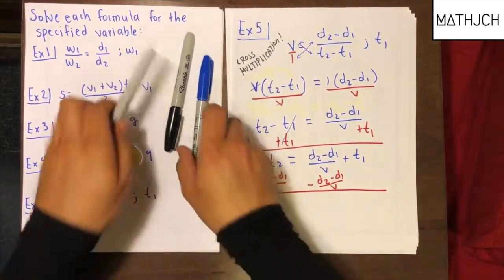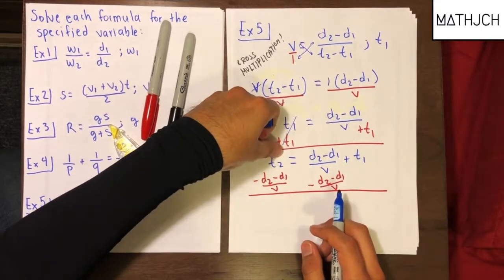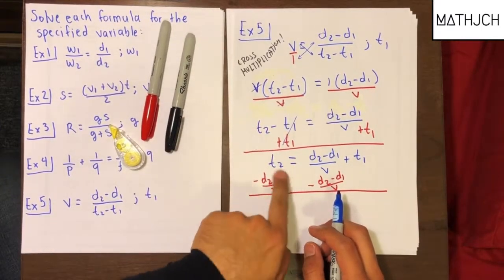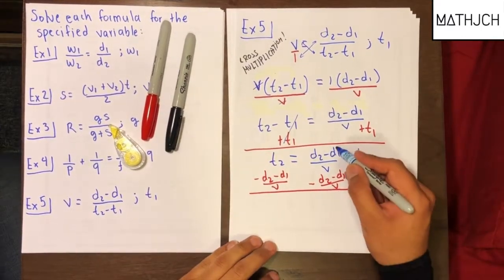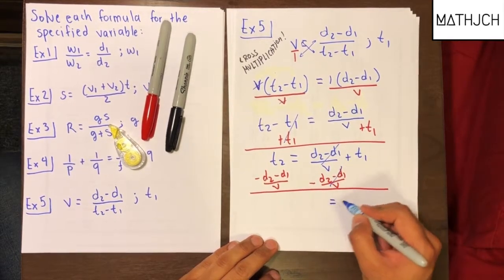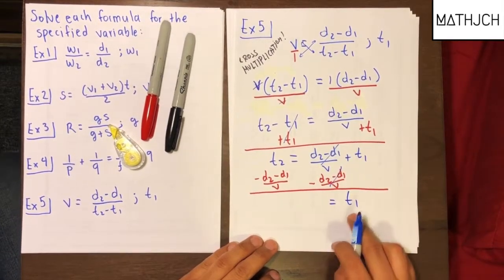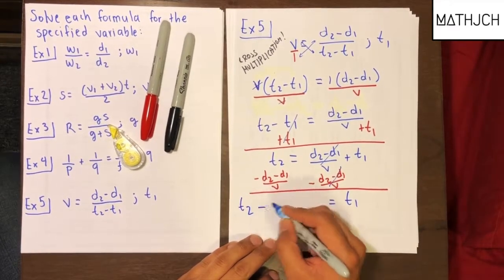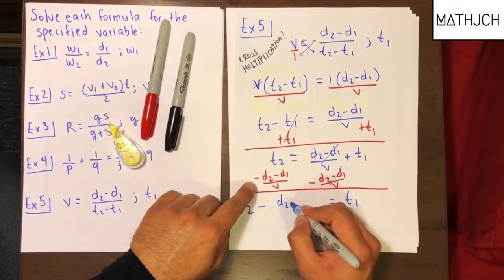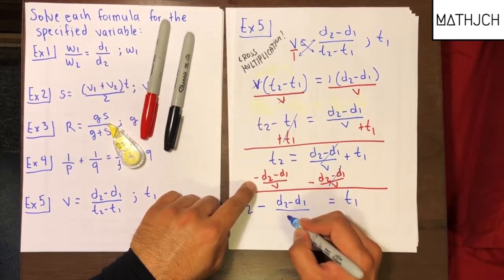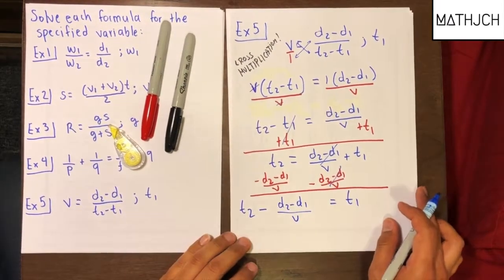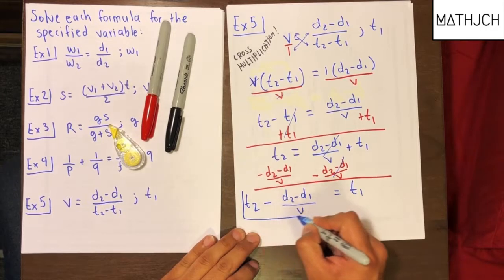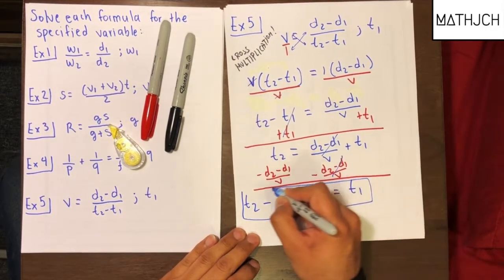So we are going to have t2 minus all of this term. In the right side, this cancels, so I'm left with only t1 positive. And in the left side, t2 minus the fraction that we had. And that's going to be our solution.